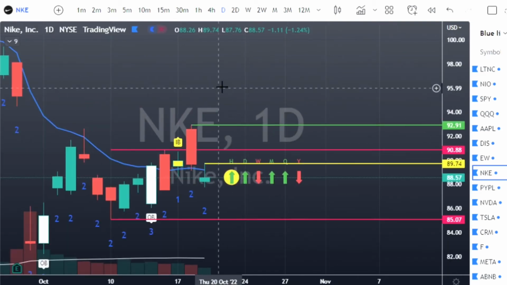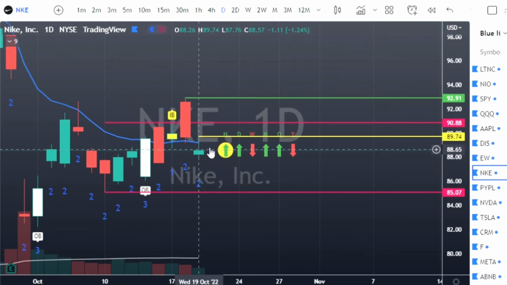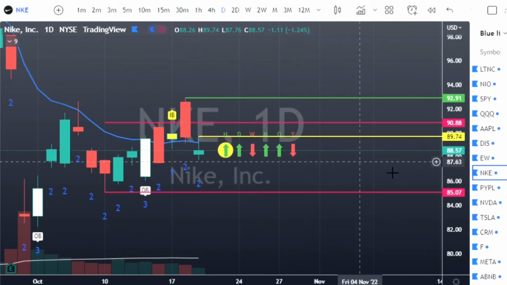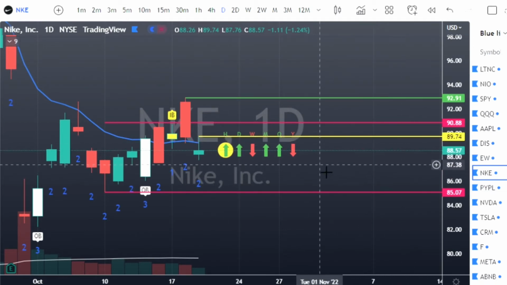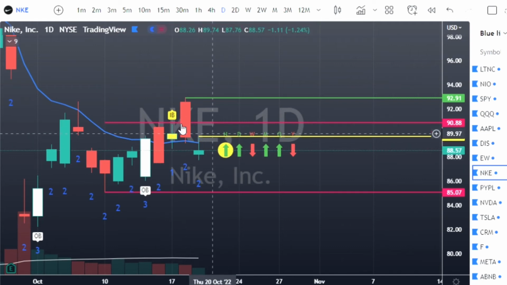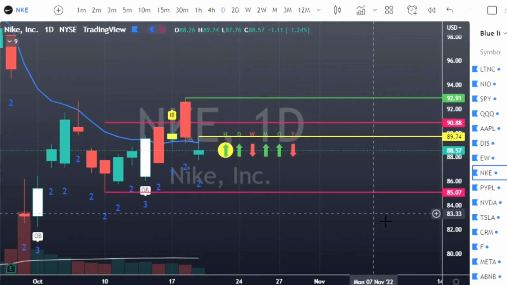NKE, Nike, has a 2 down green, so we're going to look for this thing to trend back to the upside. We're going to look for calls at 89.74. We've already broke out of the inside bar on the week to the upside, so we'll see if we can continue that trend back up on Nike.